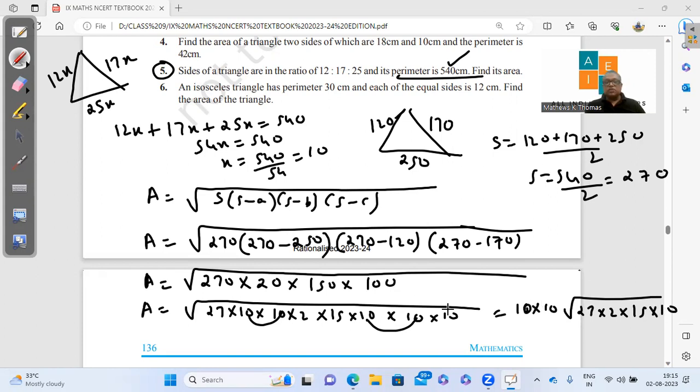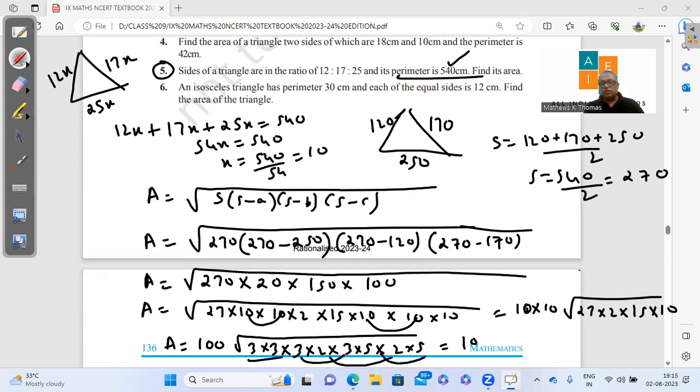So the 2 10s I have brought out, that will become 100. And inside 27, I can split into 3 into 3 into 3. 2 as it is. 15 I can write as 3 into 5. And 10 I can write as 2 into 5. Now I find there's a group of 3 here, there's a group of 3 here, there's a group of 2, and there's a group of 5. So 100 into, there are 2 groups of 3s. So I'll bring 2 3s out. There is 1 5 and 1 2.